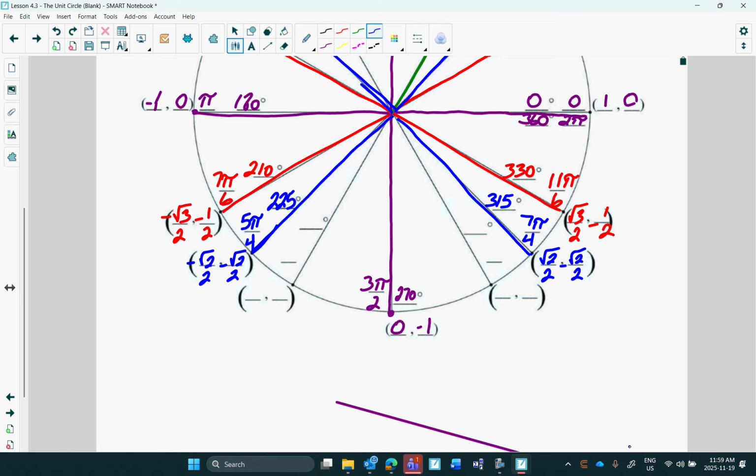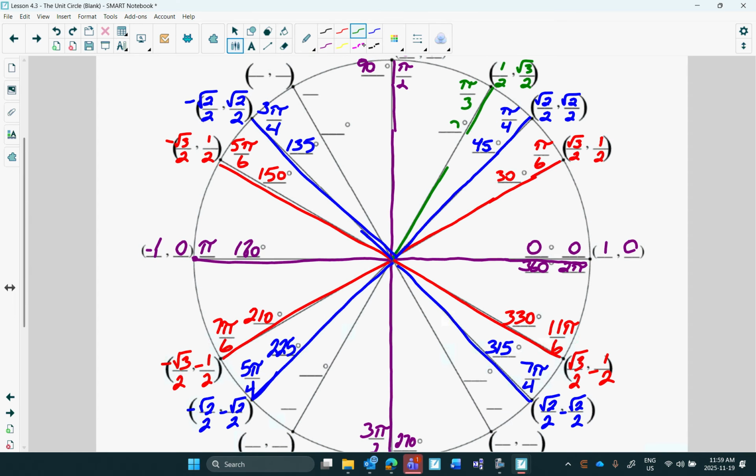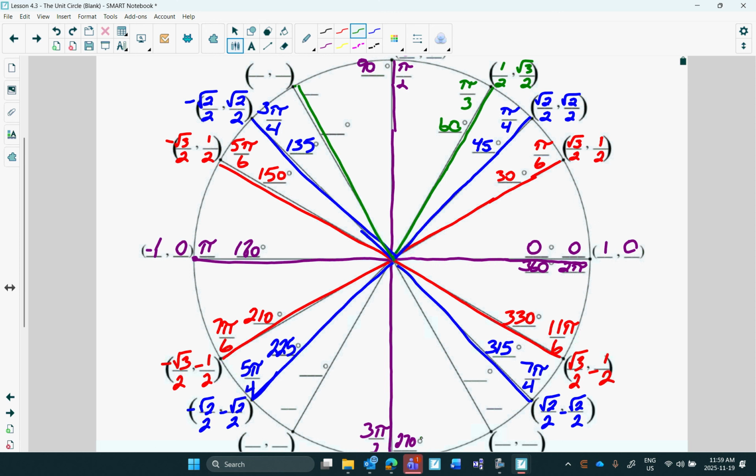Finally, the 60-degree family, or the pi over 3 family. This one, how many degrees? 120. In radians, all the denominators are going to be 3. What do you think? 2 pi over 3. Because it's a little less than 3 pi over 3. It's half a circle. The numbers are the same, 1/2 and root 3 over 2, except the x is negative.